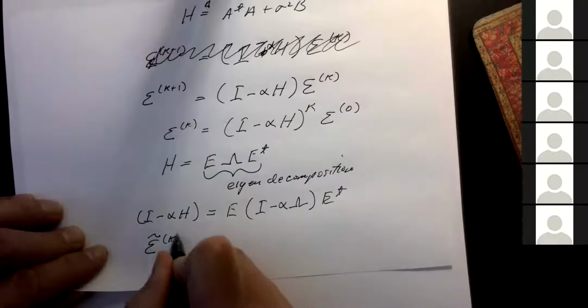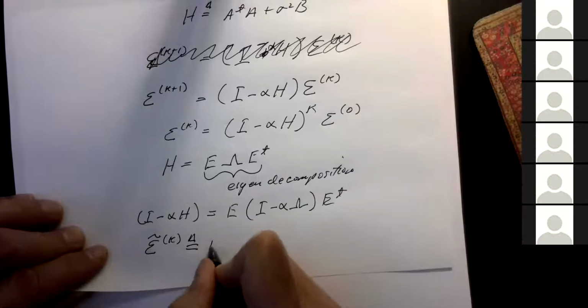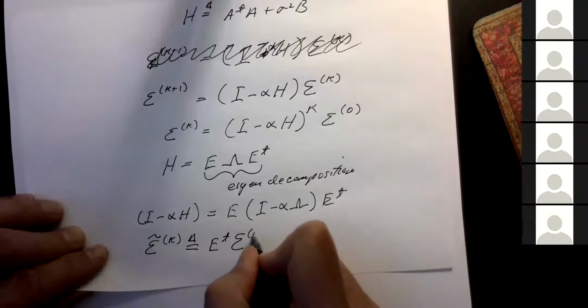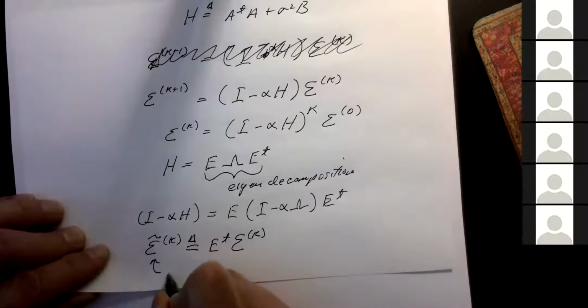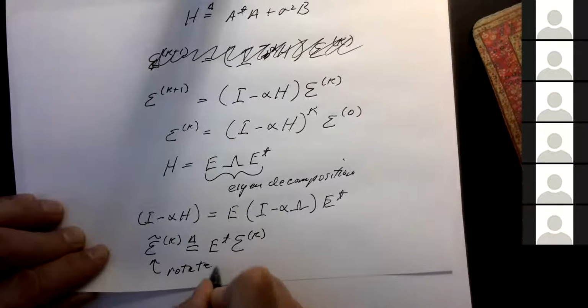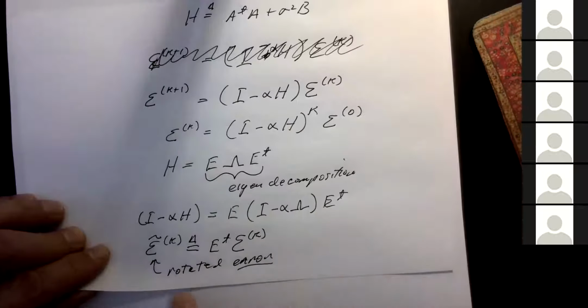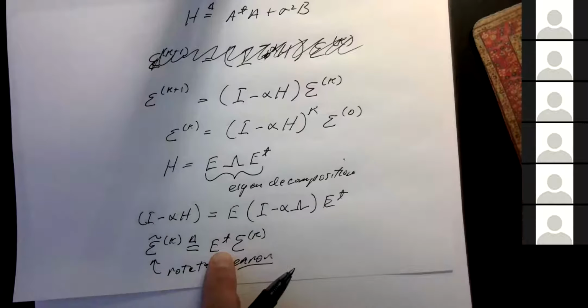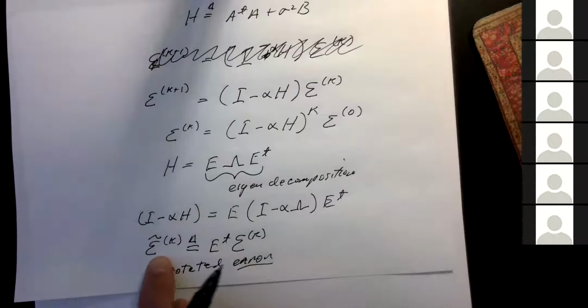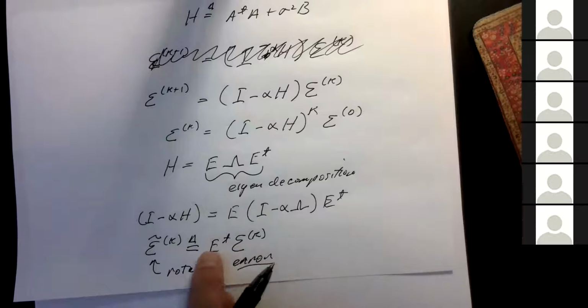If I define epsilon tilde of k as E transpose times epsilon of k, then this is just the rotated error. Why do I call it a rotated error? Because E transpose here is an orthonormal matrix, which means it's essentially a rotation. So this is just a rotated error vector. The norm of this vector has to equal the norm of the original vector because that's a rigid body rotation, and rigid body rotations preserve length, right?